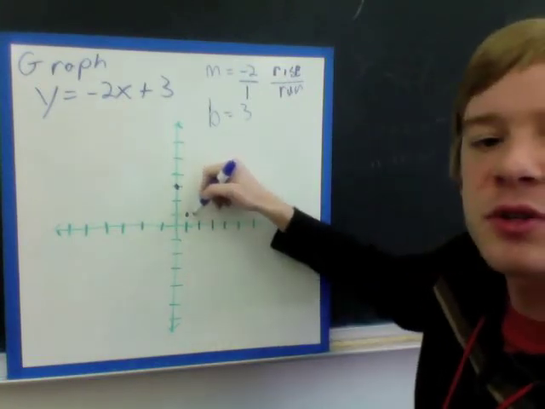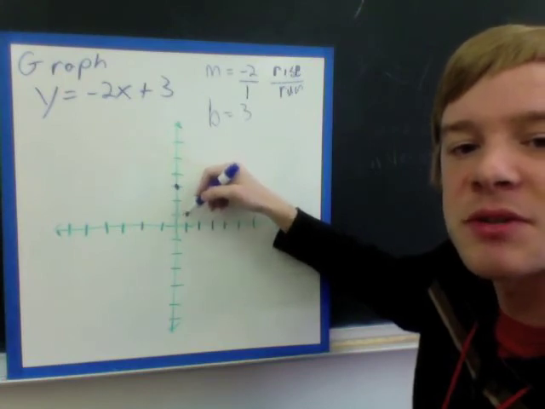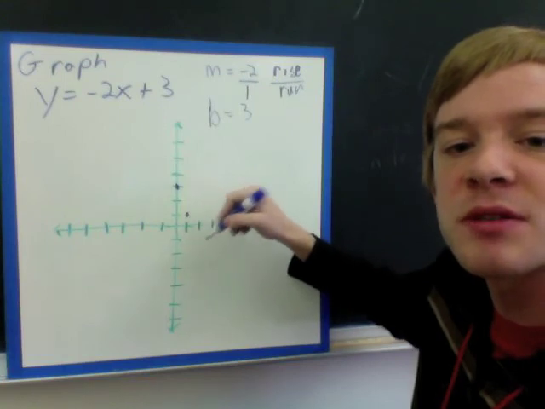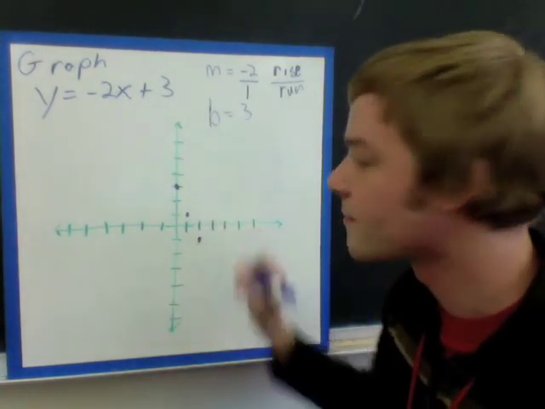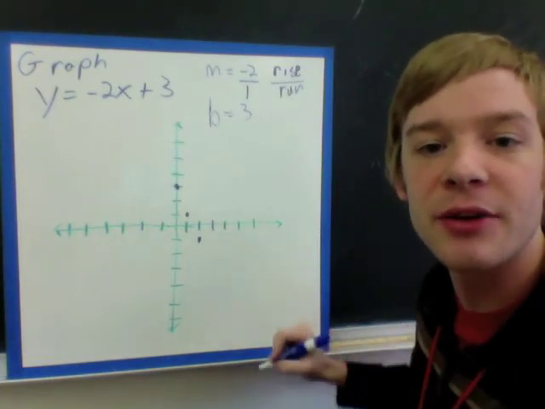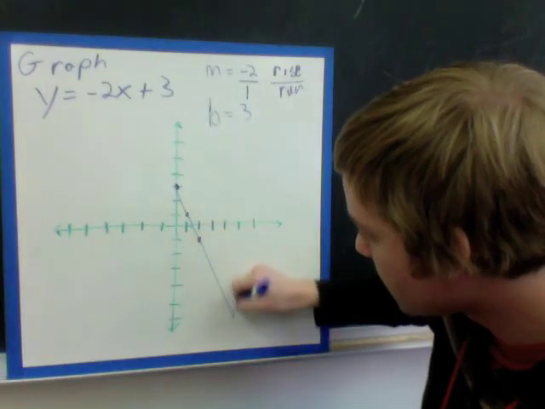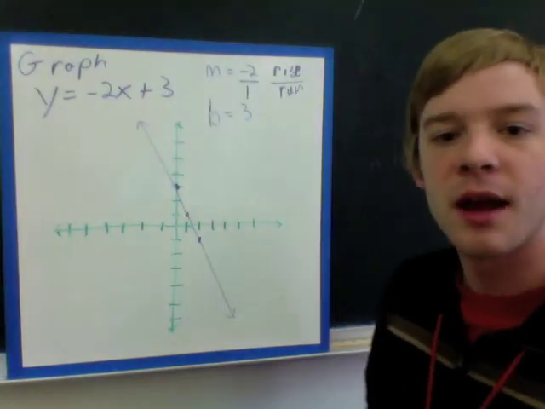So I've got my second point here, because I had my first point, which was my y-intercept, and I went down 2 spaces, over 1. I'm going to do this again. Down 2 more spaces, and over 1 more space. I've got my 3 points, and now I just connect them with a line. And there's my answer.